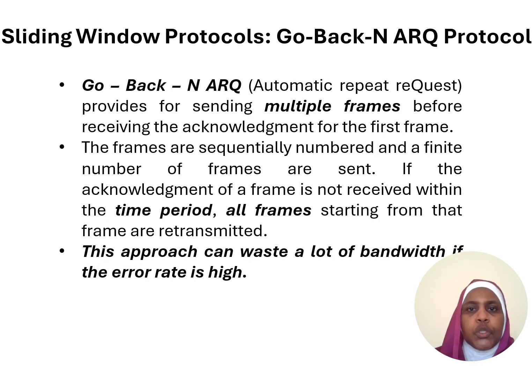The first approach is the go-back-N automatic repeat request protocol, which provides for sending multiple frames before receiving acknowledgement for the first frame. The frames are, of course, sequentially numbered, and the frames are sent in order. If the acknowledgement for any frame is not received within the time period, all frames starting from that frame will be retransmitted. This approach can waste a lot of bandwidth if the error rate is high.